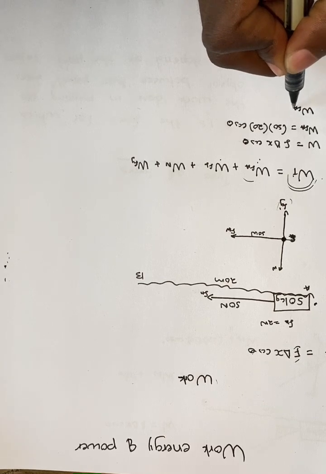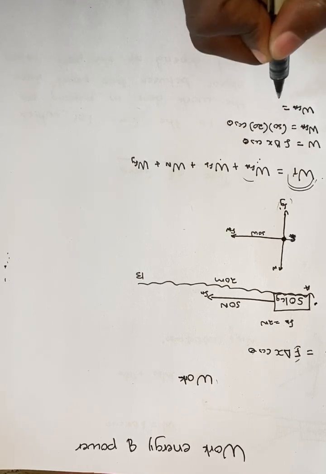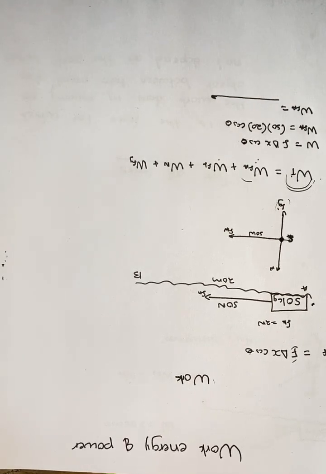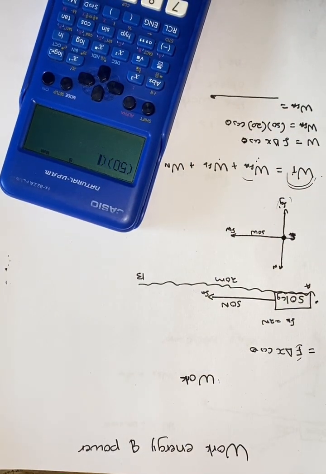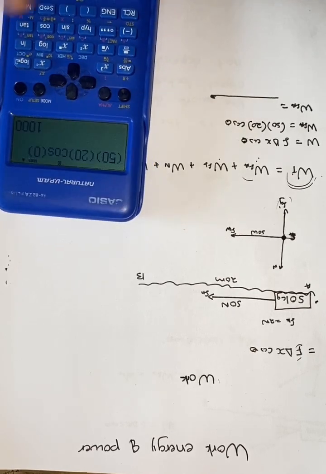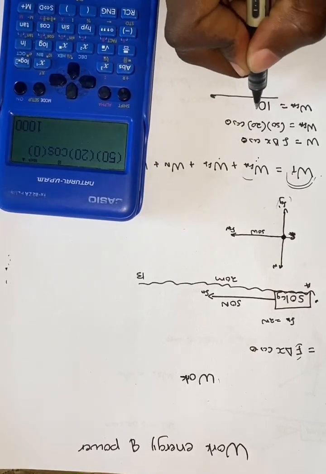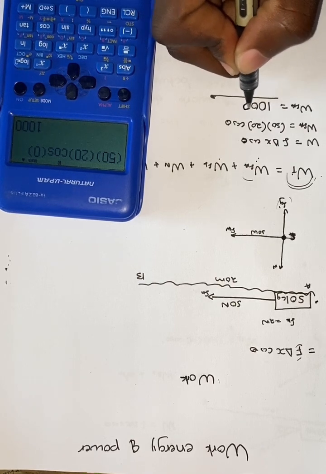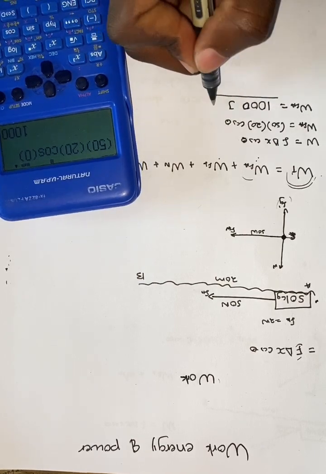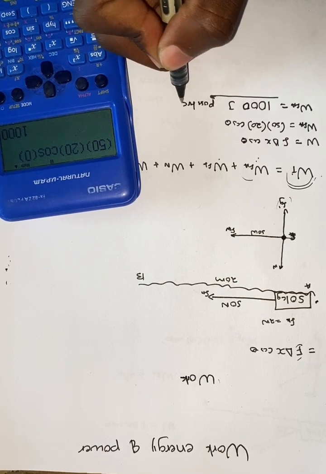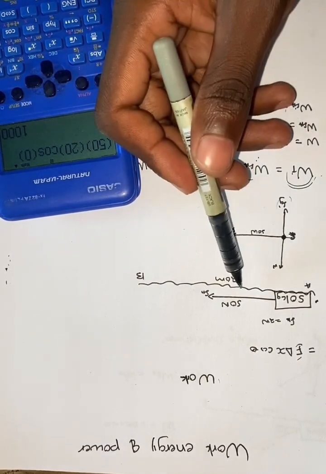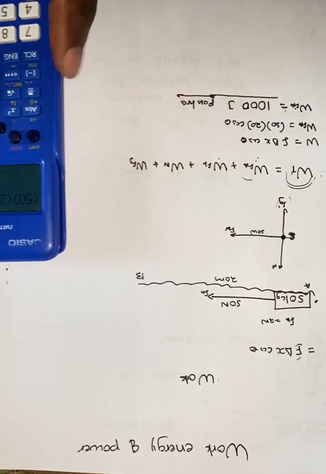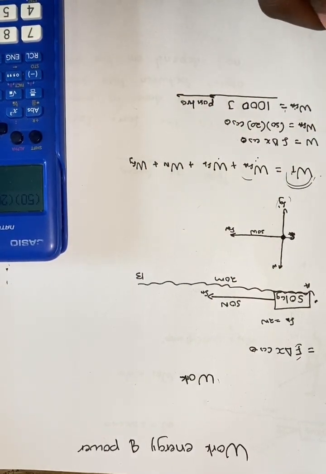Work done by force applied will be equal to, let me take a calculator, 50 times 20 cos 0, which gives us 1000 joules, which is a positive work. That means this force applied does a positive work on the block. We also calculate the work done by friction force.